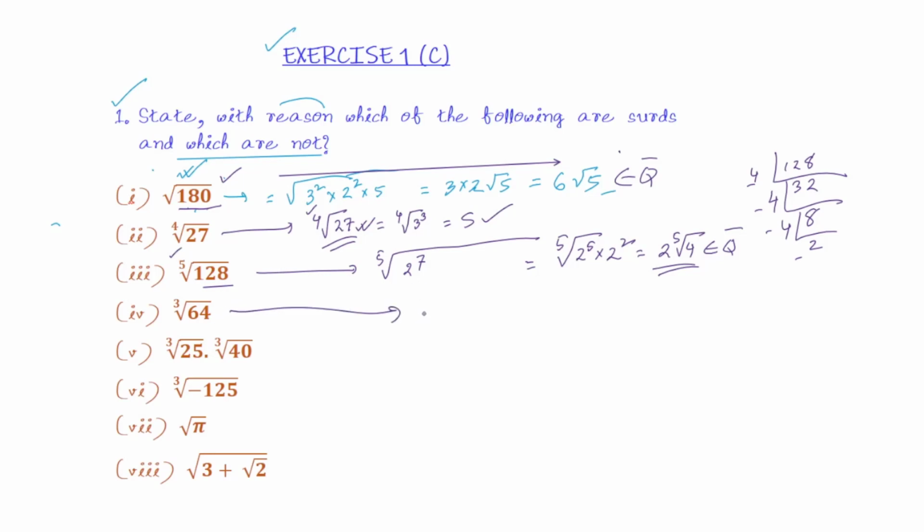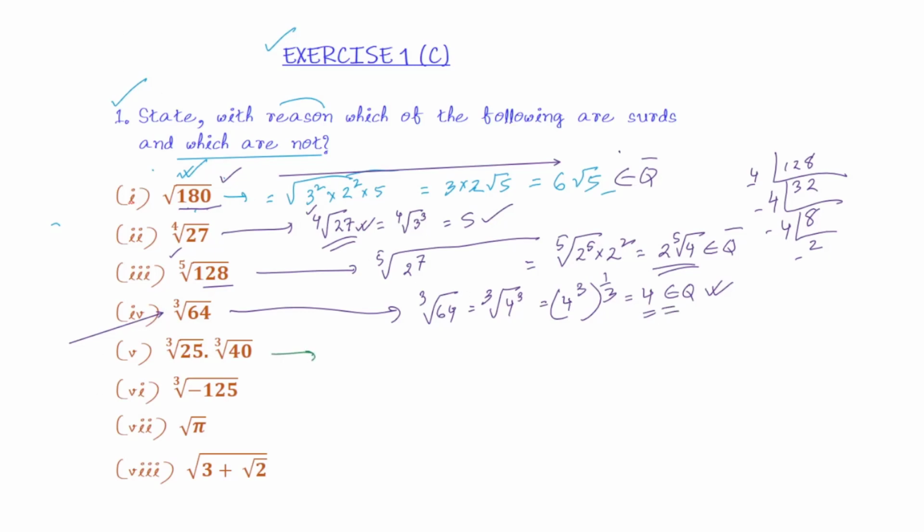So number 4, cube root of 64 is equal to cube root of 4 cube. So this is equal to 4 cube whole to the power 1 upon 3, and this is equal to 4. So this is a rational number, so this cannot be a surd. From this it looks like a surd, but its value is a rational number.